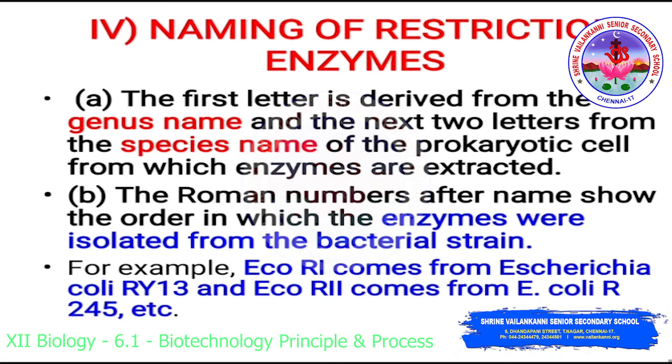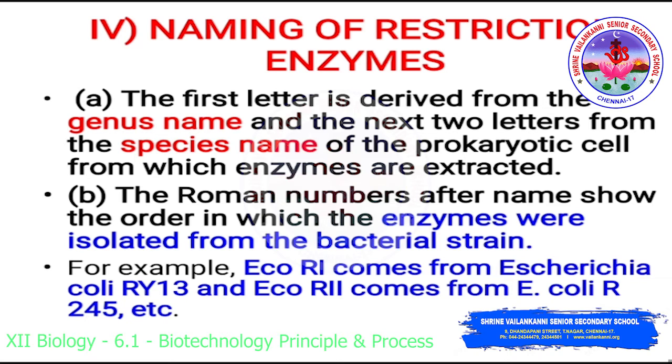Naming of restriction enzymes. How can we name a restriction enzyme? For example, EcoRI. The first letter is derived from the genus name. So in Eco, E is the genus name, Escherichia. The next two letters come from the species name of the prokaryotic cell from which the enzyme is extracted. So Eco, that is coli: E is the genus name and co is the species name. Whereas EcoRI comes from Escherichia coli RY13.